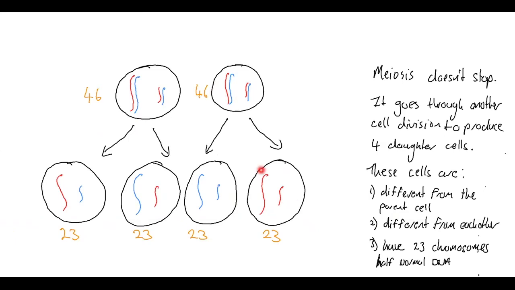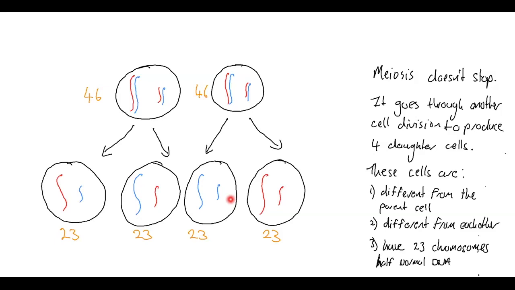And what you'll notice here is that, first of all, they've got 23 chromosomes in total. So that's half the number of chromosomes that we found in the parent. And also you can see that they've got 1 long chromosome and 1 short chromosome. Each of these daughter cells is different to each other, and they are different to the parent cell. So that's the difference between mitosis and meiosis in terms of cell division.